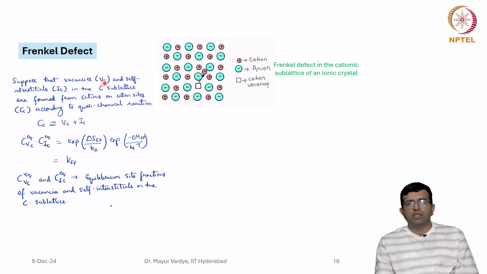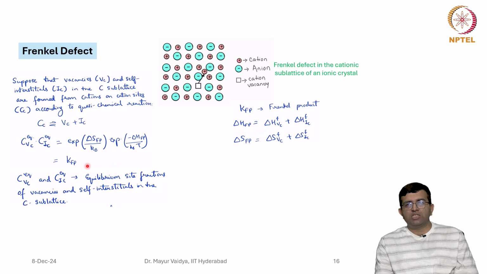Suppose there are vacancies and self-interstitials in the cation sublattice, C being the cation sublattice, and they are formed from cations on cation sites. Then you can write Cc = Vc, the vacancy on the cation site, plus Ic, the self-interstitial of cations. The equilibrium concentration of vacancies multiplied by the equilibrium concentration of self-interstitials is equal to exp(ΔSFP/kB) times exp(−ΔHFP/kBT), where C_eq(Vc) and C_eq(Ic) are the equilibrium site fractions of vacancies and self-interstitials in the cation sublattice. That means how much is the vacancy fraction and what is the fraction of self-interstitials.